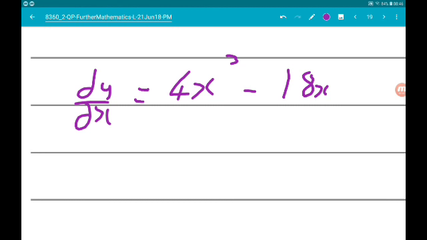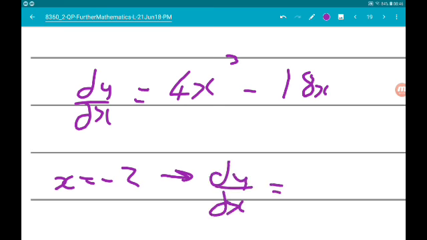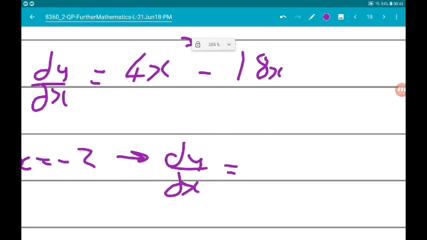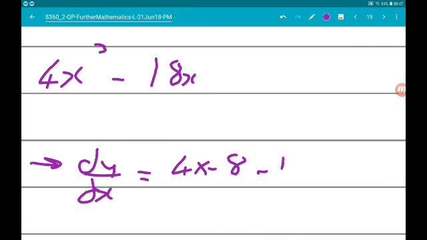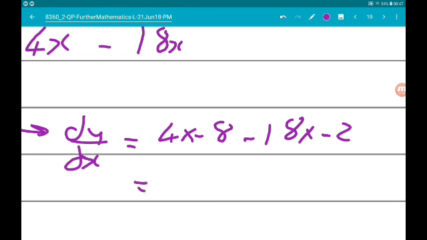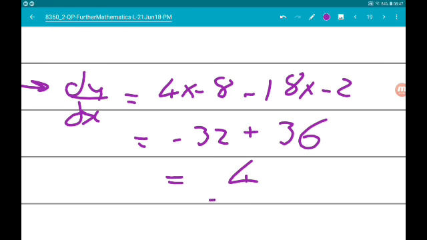Now to find the gradient at the point when x is equal to minus 2, we substitute in x equals minus 2. So x equals minus 2 gives us dy over dx is 4 times minus 8 minus 18 times minus 2. So that gives us minus 32 add 36, which gives us 4. Cool.